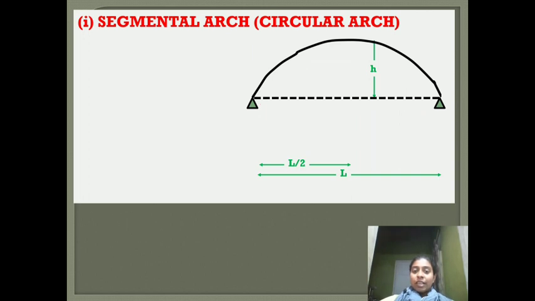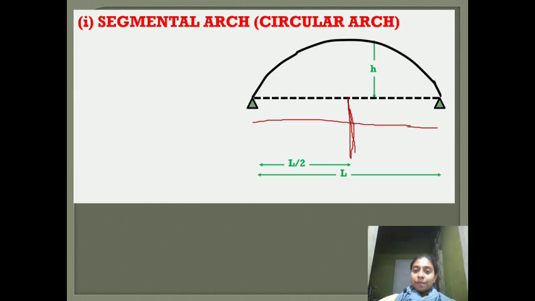Now, for this arch, the span of the arch is L, that is the distance between the 2 supports is L. So half of the distance of the arch is L by 2.